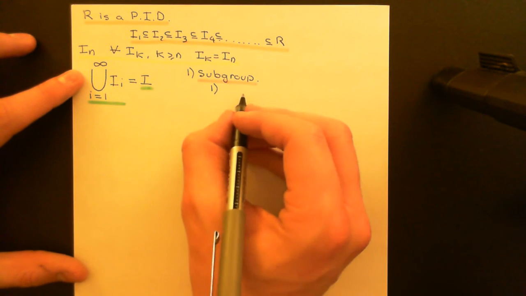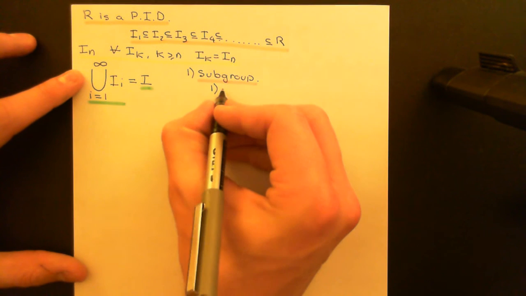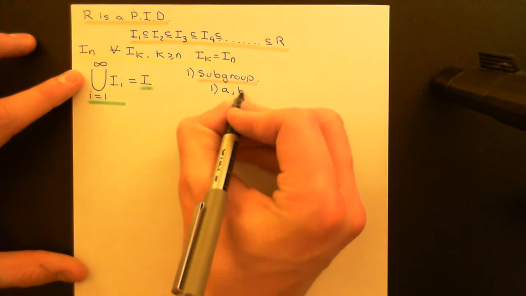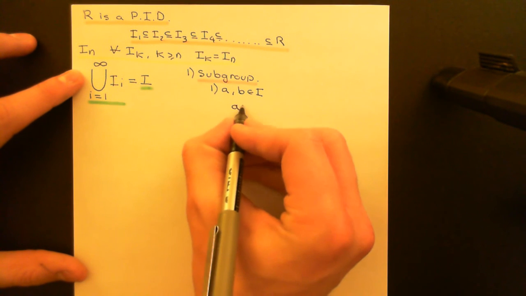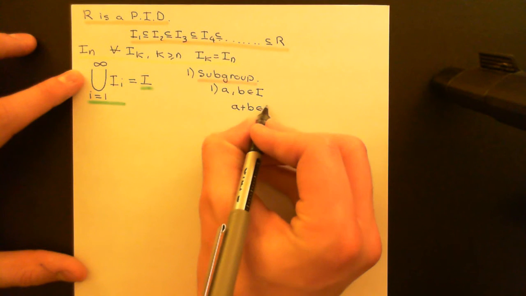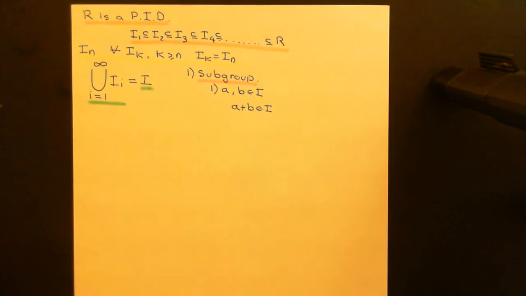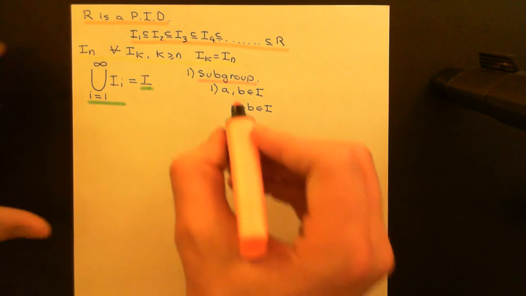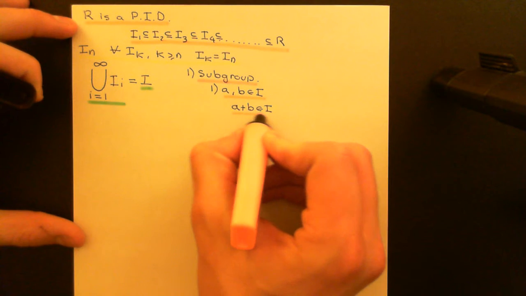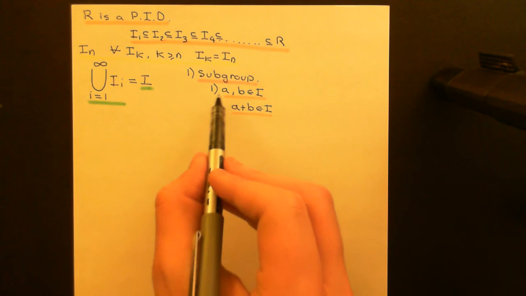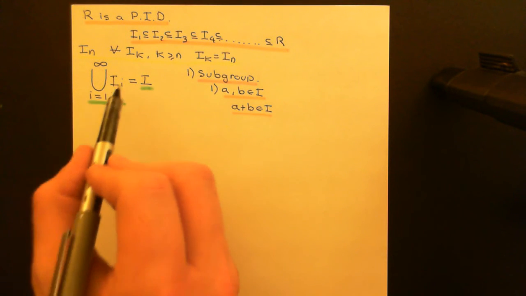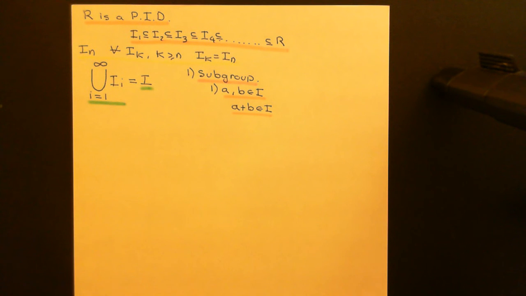Okay, we want to make sure that if we have two elements from here, so let's say we have A and B, which are elements of this subset capital I here, we want to prove that A plus B is also going to be in our subset capital I here. So how can we do that? Well, if A and B are in the ideal capital I, then they must both be contained within ideals that we're unioning up here. I have difficulty saying unioning.